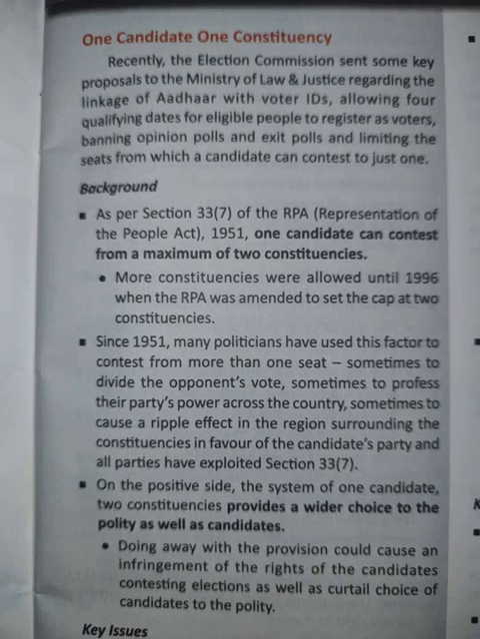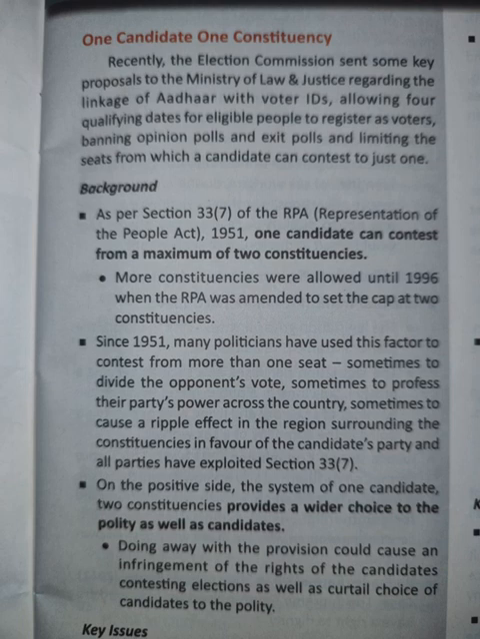So we will get started with polity and governance, and the first topic is one candidate, one constituency. Recently, the Election Commission sent some key proposals to the Ministry of Law and Justice regarding the linkage of Aadhaar with voter IDs, allowing 4 qualifying dates for eligible people to register as voters, banning opinion polls and exit polls, and limiting the seats from which a candidate can contest to just one.